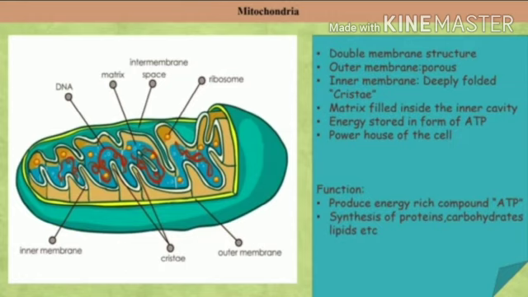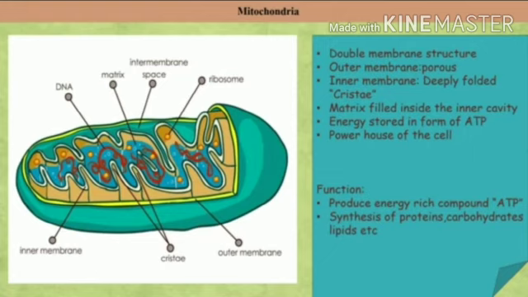Students, we know that each cell requires energy and this energy is produced in the mitochondria. Under the electron microscope, a mitochondrion is seen as a double membrane structure. The outer membrane is porous and the inner membrane is deeply folded. These folds are called cristae. The inner cavity is filled with a proteinaceous gel-like matrix containing ribosomes, phosphate granules and DNA. Therefore, it can produce its own protein.